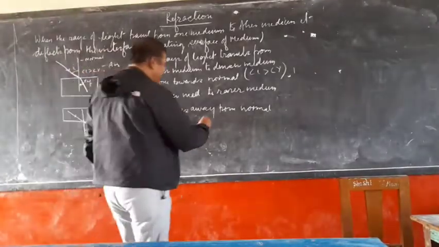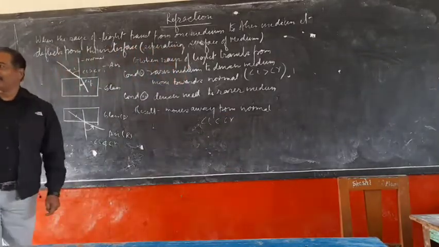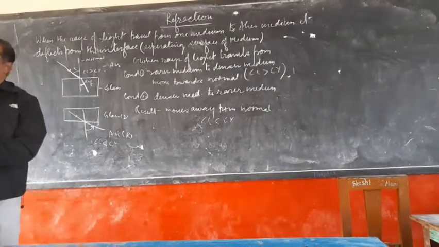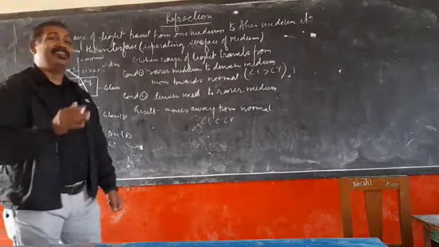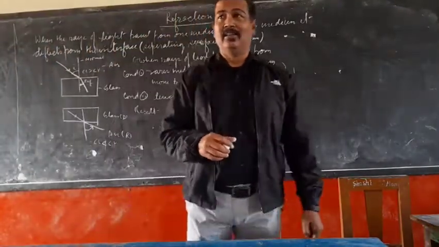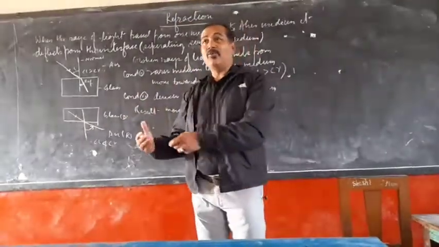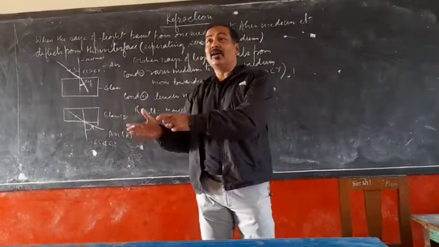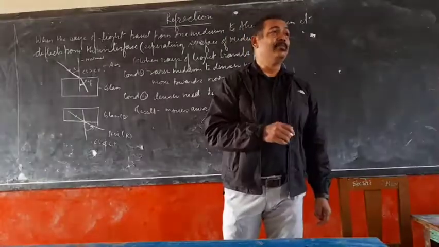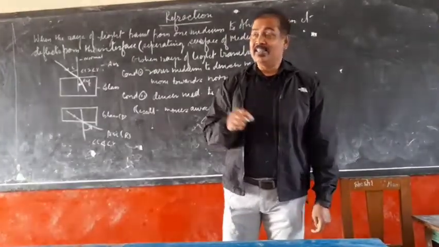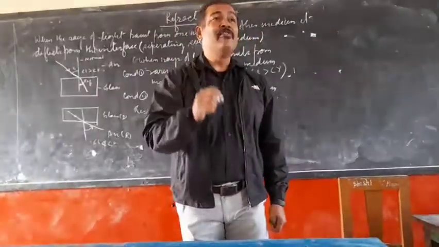Now you may ask, what is the reason that rays of light deflect when they cross from one medium to another medium? The reason is that the speed of light varies when it travels from one medium to another because of its density. Density is the major factor which affects the speed of light.